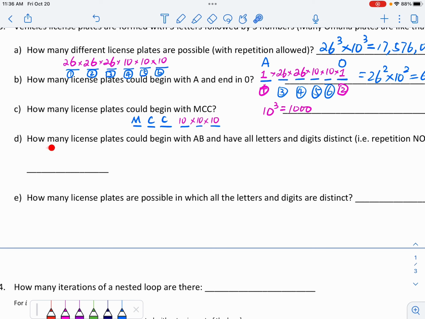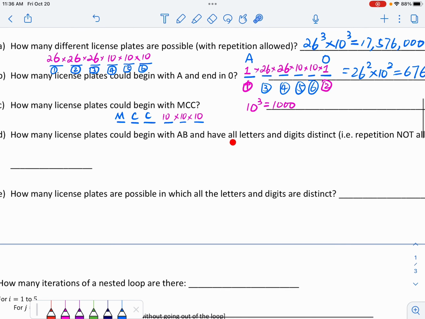Now, how many license plates could begin with AB and have all letters and digits distinct? In other words, we do not allow repetition. When AB are used, it cannot be used anymore. So now, because it begins with AB, our task begins with filling out the third letter and the rest of those 3 numbers, right?